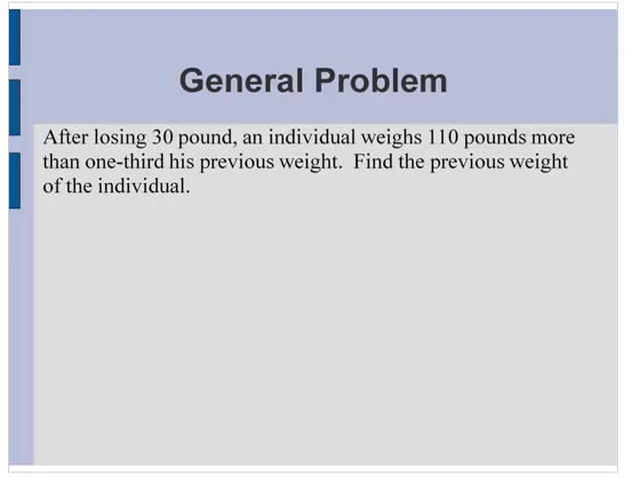After losing 30 pounds, an individual weighs 110 pounds more than 1/3 his previous weight. Find the previous weight of the individual. Alright, well, let's call the previous weight x. Now the current weight: this person has lost 30 pounds, so it's being subtracted from the original weight. So his current weight is x minus 30.